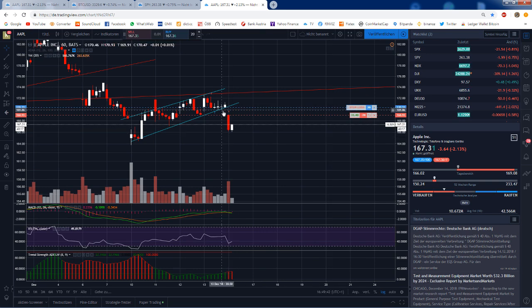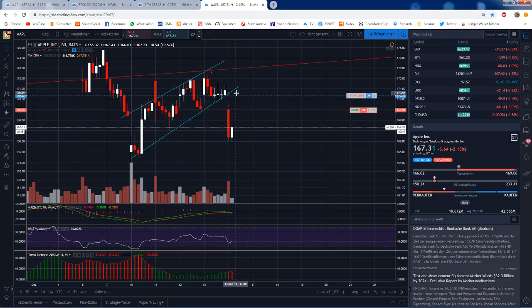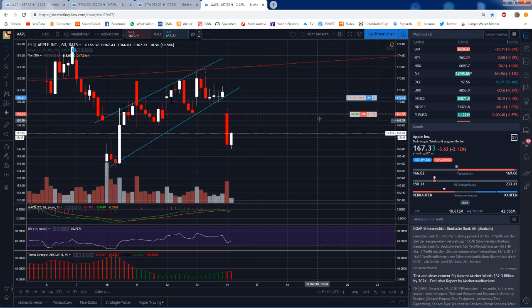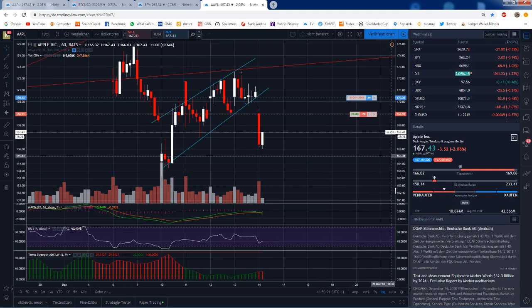I entered my position on the breaking of this line, and I got filled, I think, either the last day or maybe this day on, I don't know exactly, because as you can see, I got filled right here. Oh no, I got filled this morning. Yeah, this morning on the break of it. I wanted to exit here, to enter here, but as you can see, we had a gap down. So I will be sitting tight.